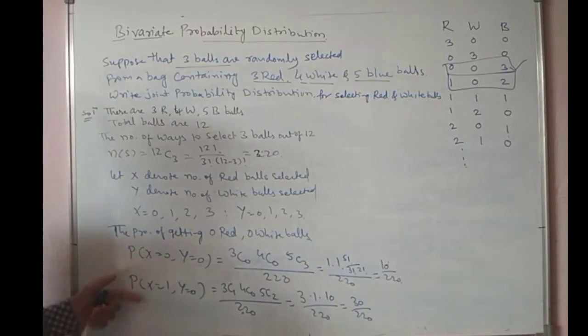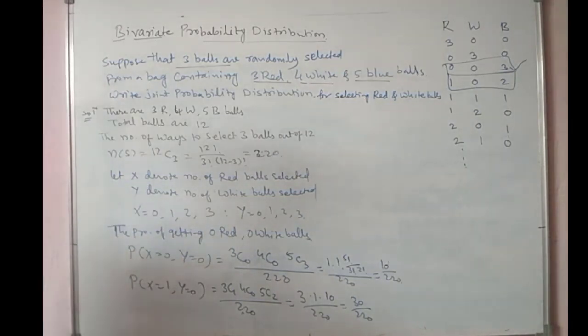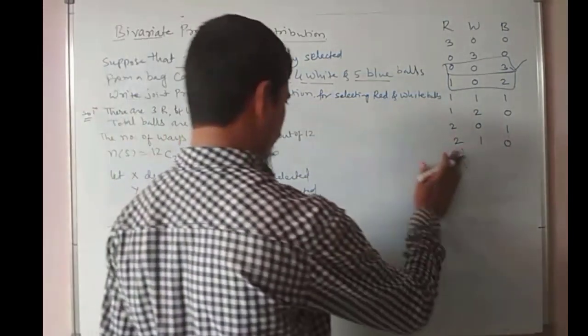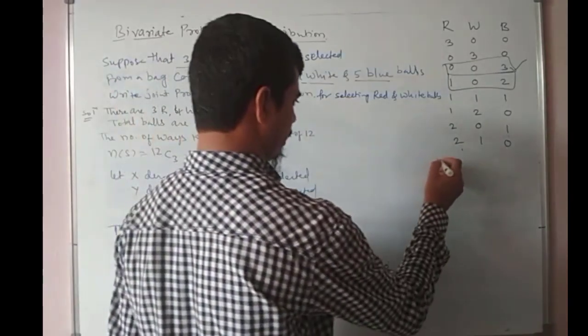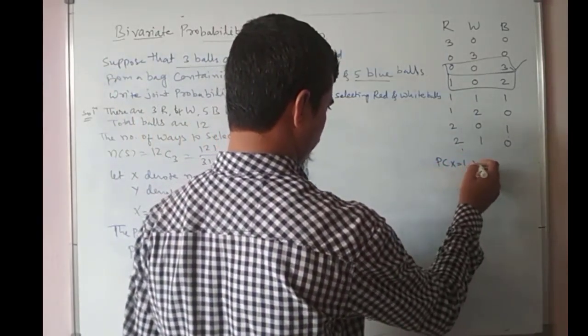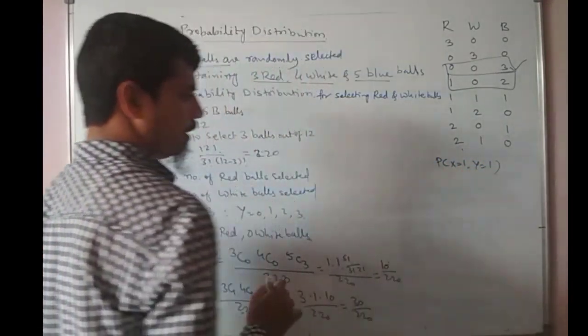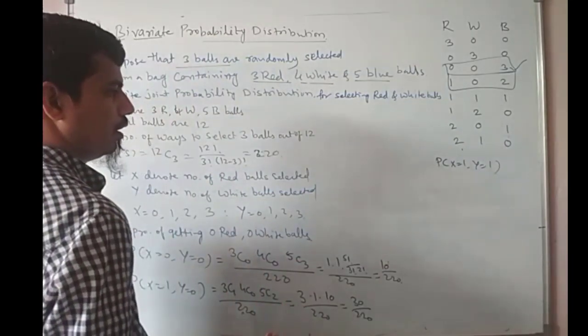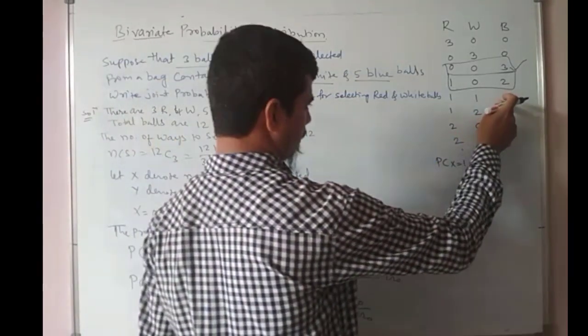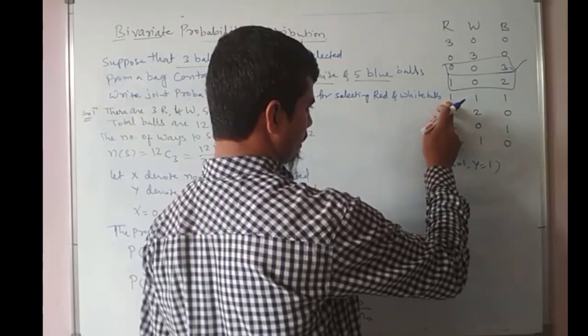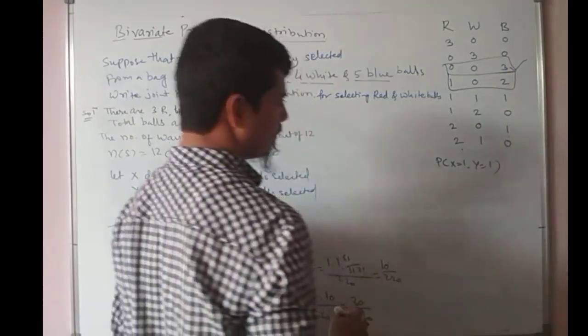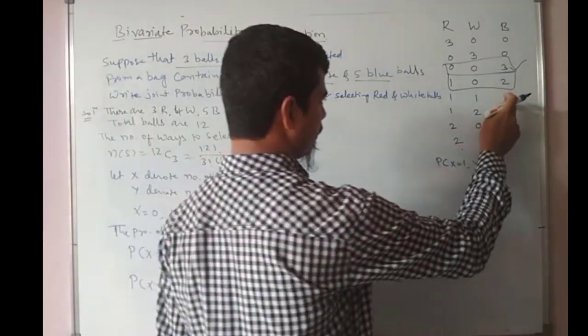So in this way you have to evaluate all the probabilities. One more we will discuss here. The probability of getting 1 red and 1 white. It means that there is 1 blue ball. 1 red gets selected, 1 white gets selected, so there is a possibility of getting 1 blue ball.